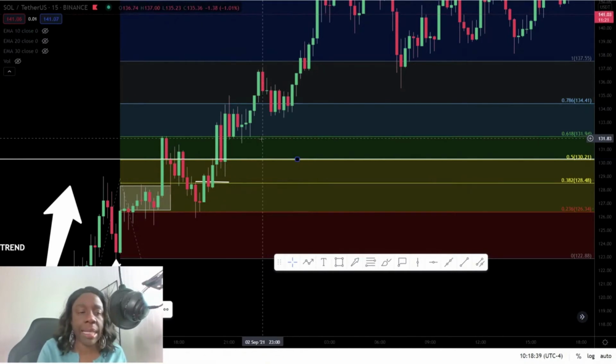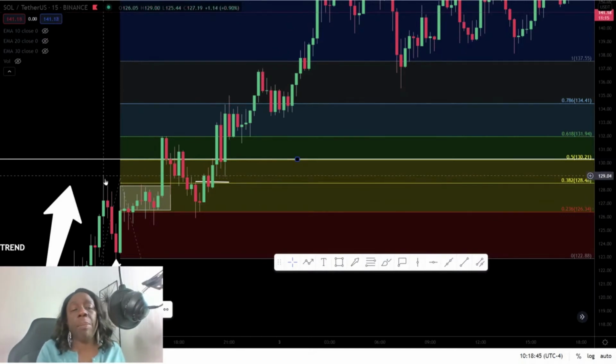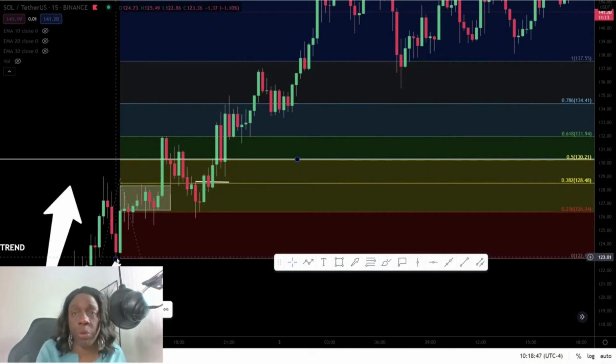Okay, and all I did was plot my fib from the beginning of the trend to the top of the trend, back down to the pullback, which was my entry point, my hypothetical entry point, guys, because I did not enter at 123, but assuming you're trying to enter in, then you would enter in at 123.